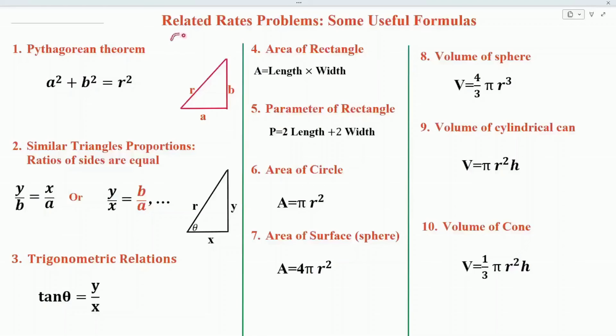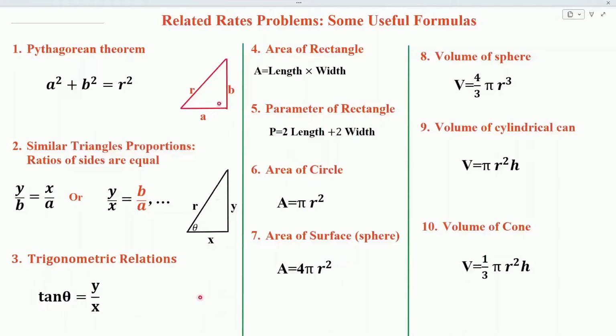To solve related rates problems, we shall use all these formulas. The first one is known as Pythagoras theorem. The second one is a property of the similar triangles. Similar triangles are those triangles which are different in sizes but same in shape.